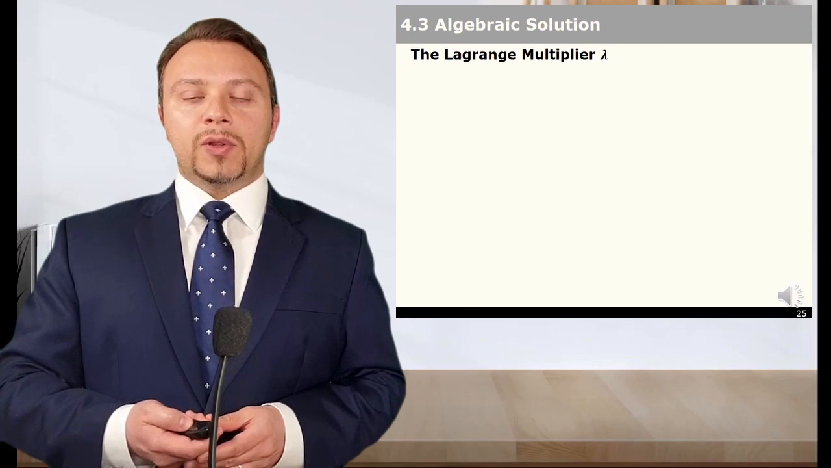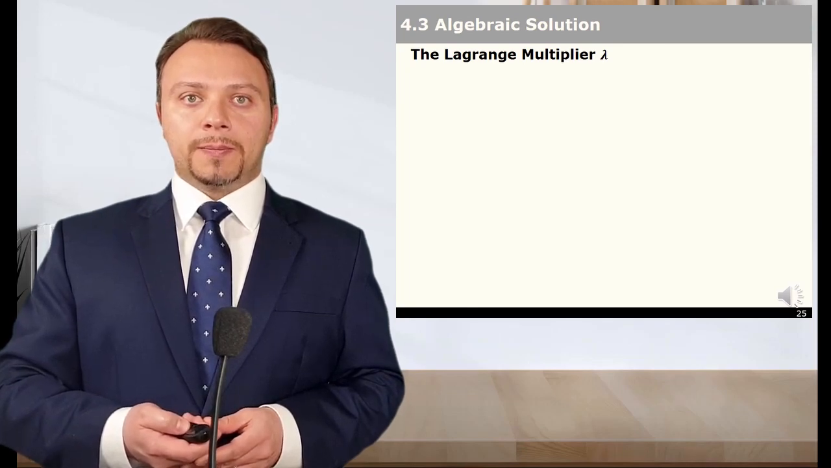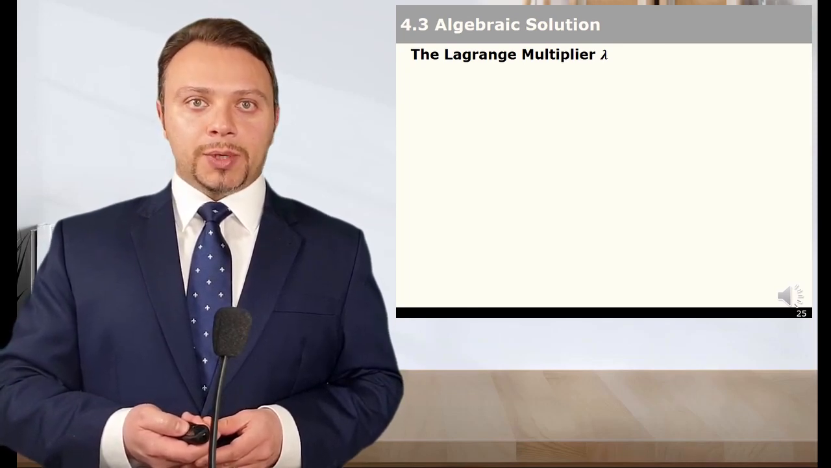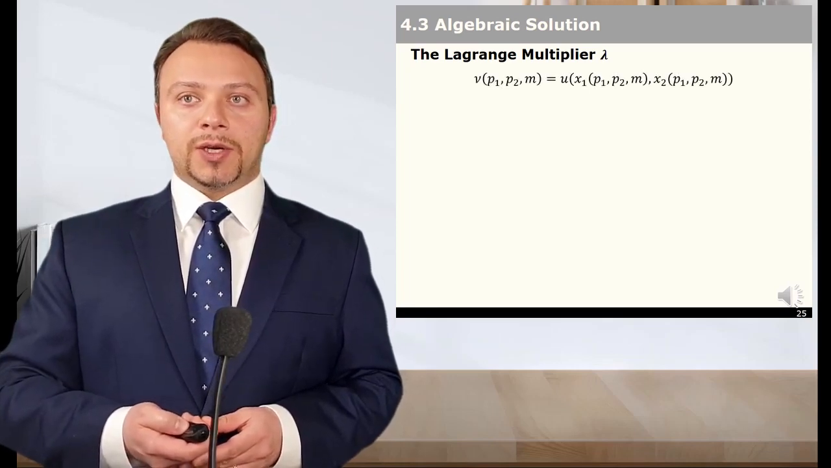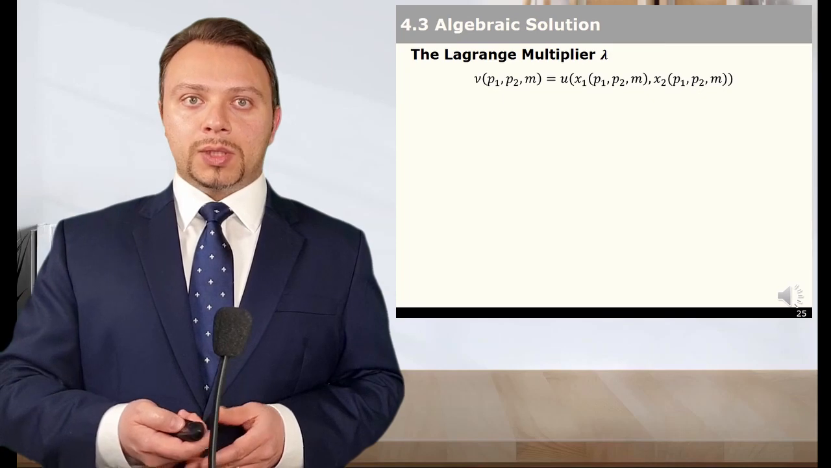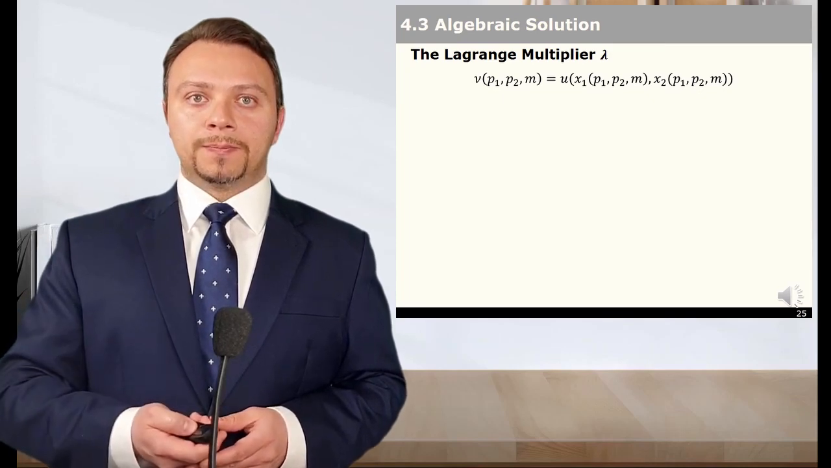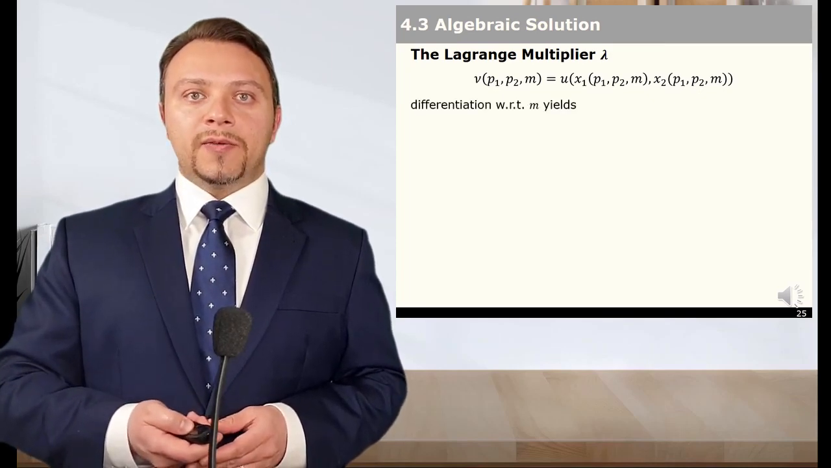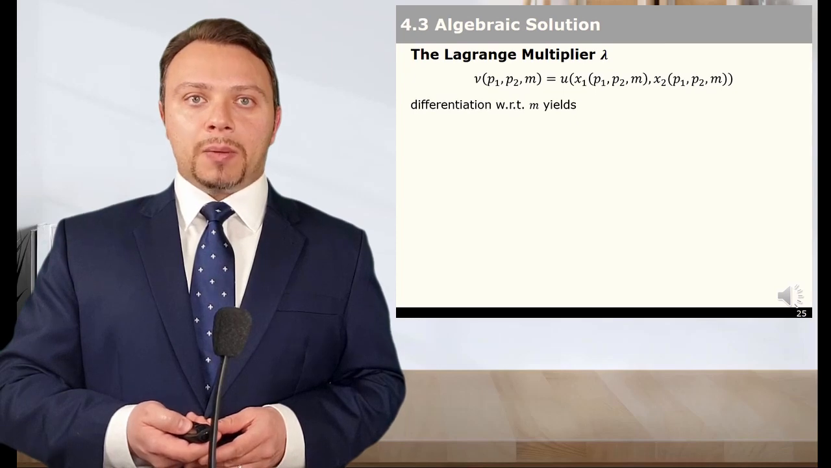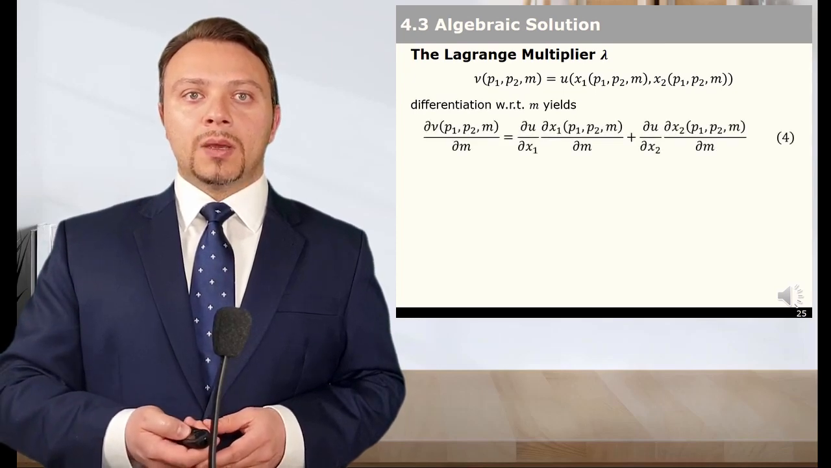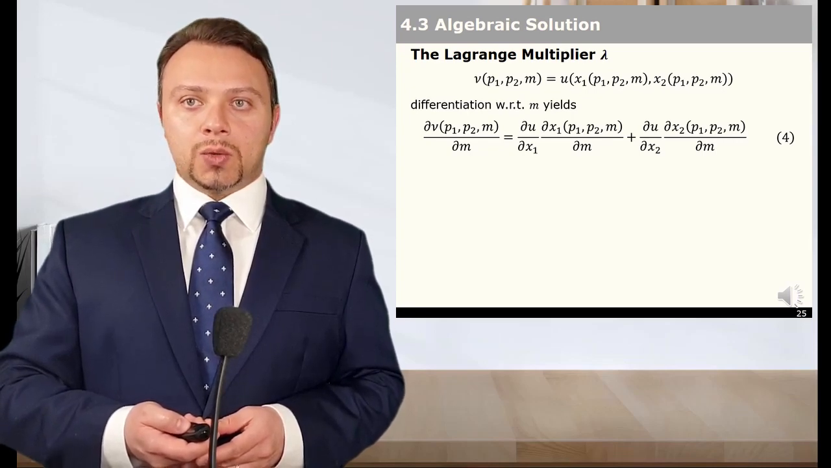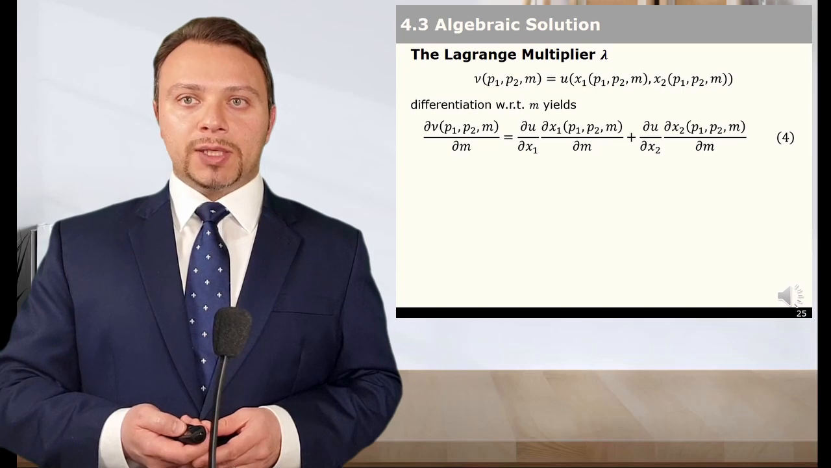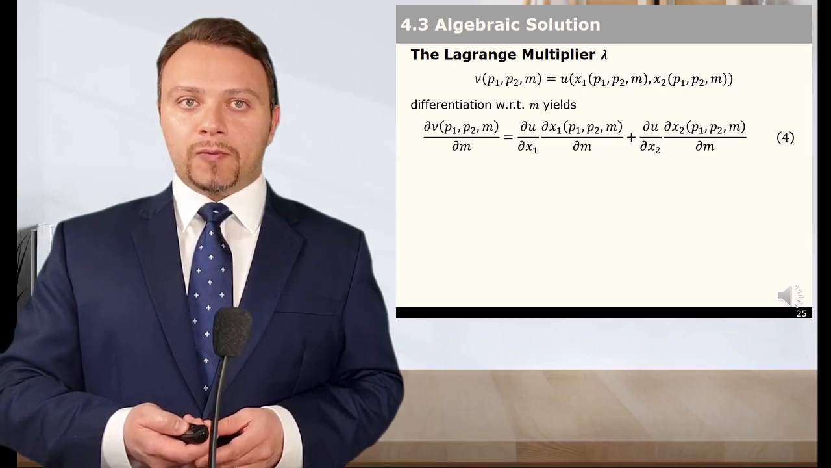Let us now have a look at the Lagrangian multiplier. It has a very important economic interpretation. Let us start with the indirect utility function. We know how it's constructed. You can see it here. Let us differentiate it with respect to m. The result you see here. We need to apply the chain rule here twice to get the expression on the right side of this equation 4.